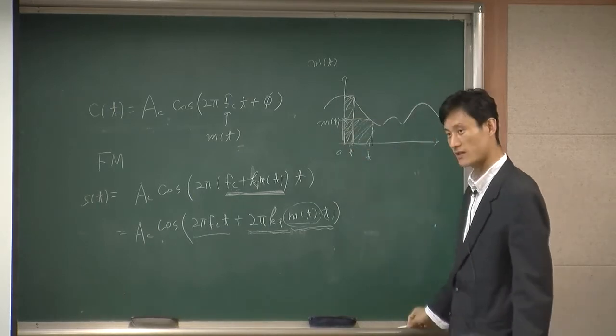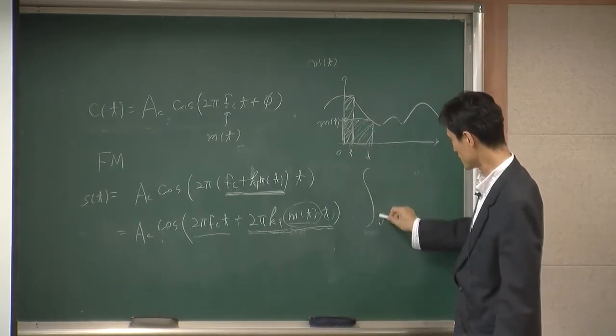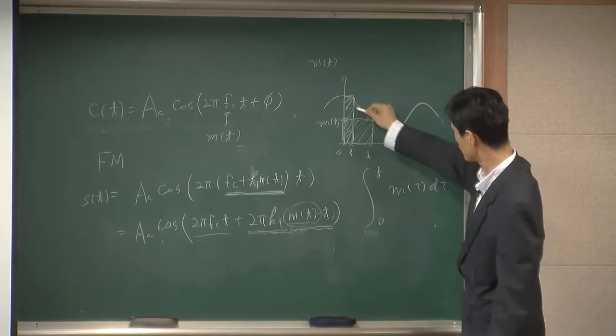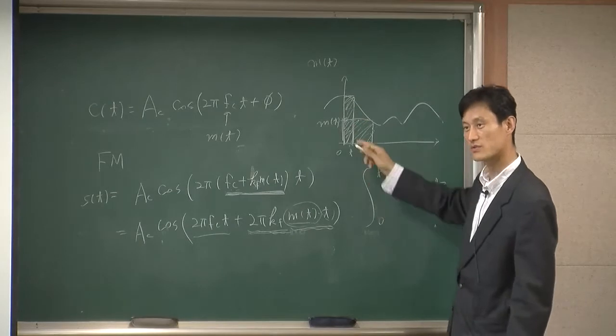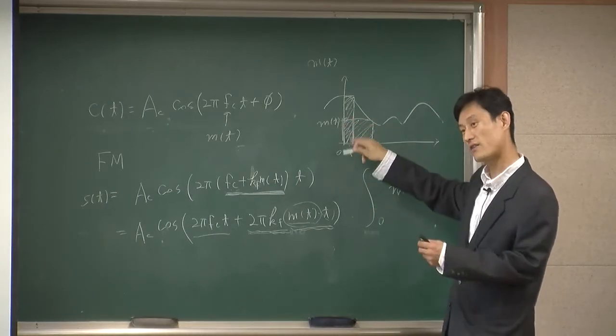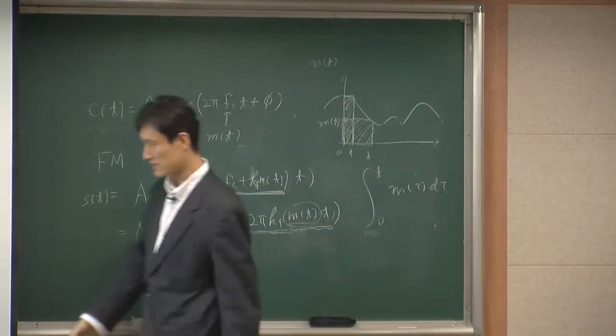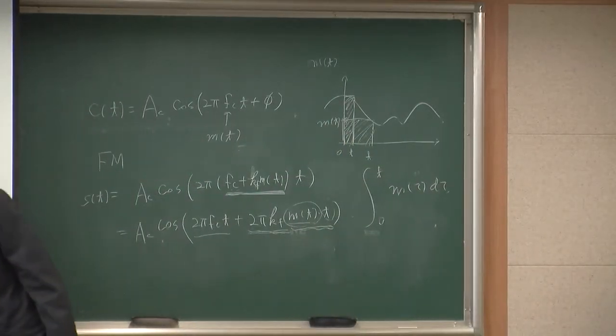How do you get this area? By doing integration. That's how you get this area, right? This integration gives you the area under this function, right? So this one is somehow the same as this. You see that? You see the integration?